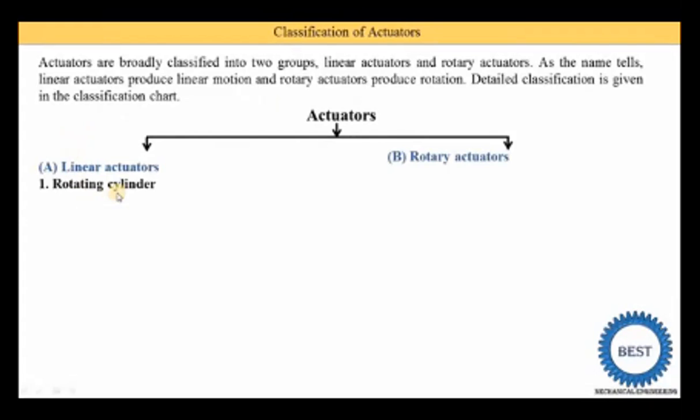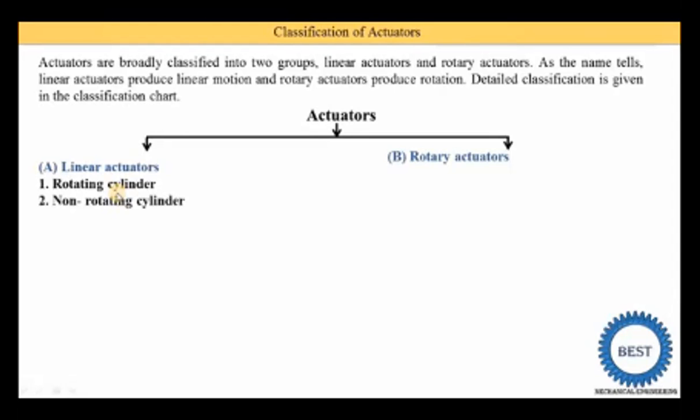But we know that in actuators we use the cylinder, piston arrangement, connecting rods. So in this reciprocating type arrangement, the cylinders are rotated, and the oil is inside the cylinders. They move the pistons, and this reciprocating motion of the piston is converted into linear motion. That's why it comes under linear actuators.